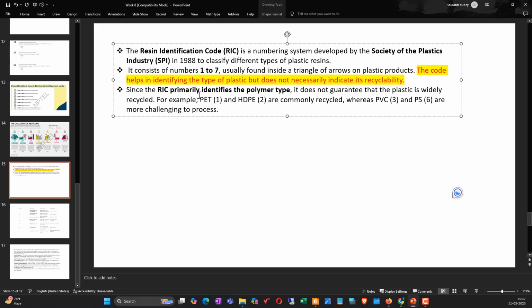since the resin identification code, let me just allow if somebody joined.